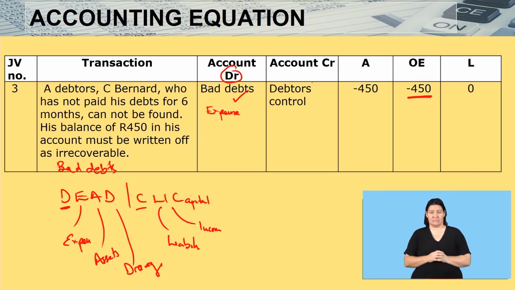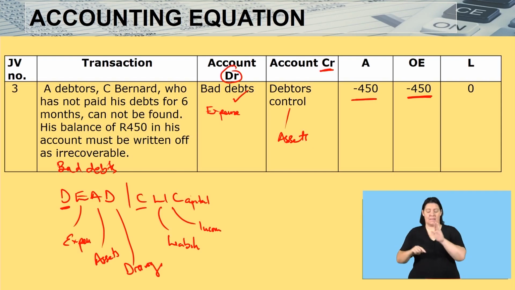And the next account to be involved is my debtors control. And I credit my debtors control, but you know, debtors control is an asset. And once your asset is being credited, that means it's decreasing, minus 450. Any effect on the liabilities? No. So you have 0.